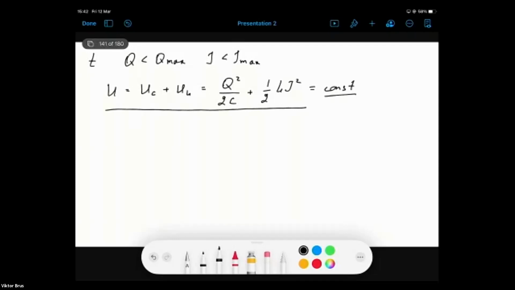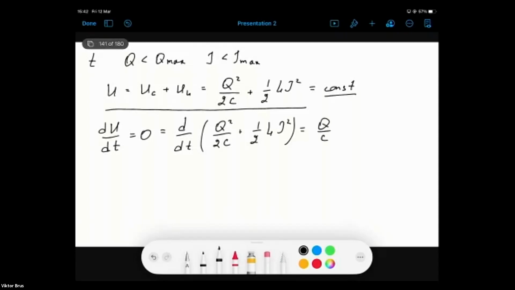So how do we define that a certain function is constant? We define this with a derivative over time: du over dt is equal to 0. So that is the condition that there is no change of this function over time. So let us do this. We can write that this will be equal to d over dt of Q squared over 2C plus 1 over 2 Li squared. And this will be equal to Q over C times dQ over dt.